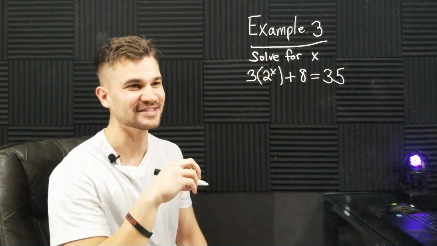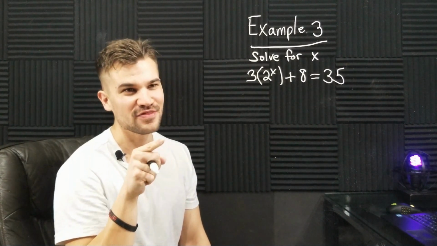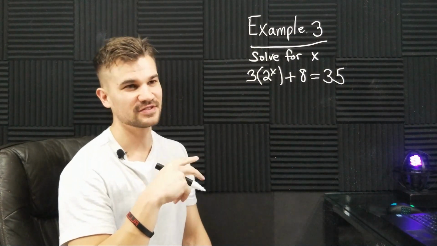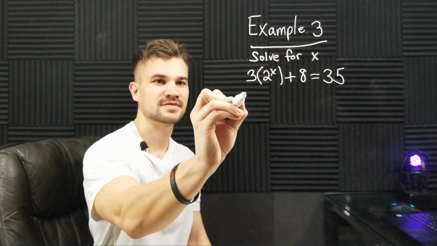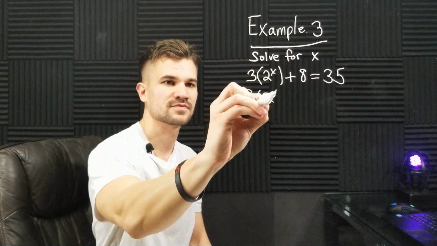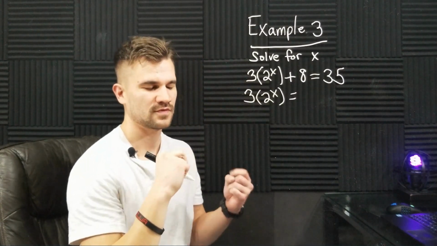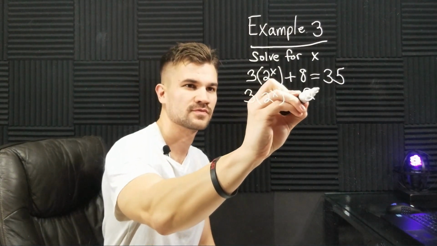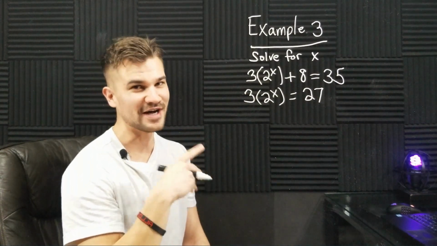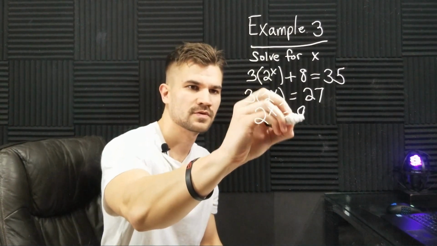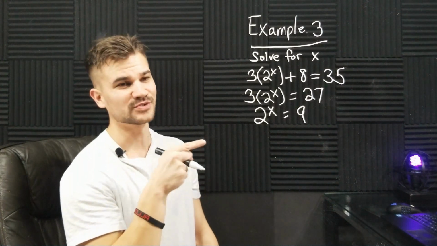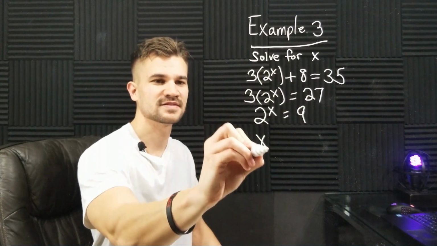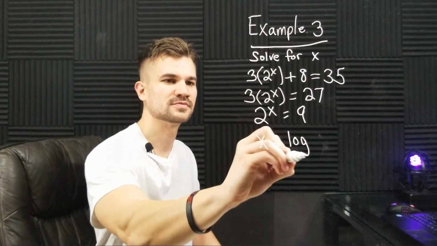Ooh, look how fancy this one is. All right, we got 3 times 2 to the x plus 8. Last thing that happens is that plus 8, so subtract 8 from both sides. Now divide by 3. And finally, since we're doing 2 to the x, take the log base 2 of both sides and we'll get that x equals the log base 2 of 9.